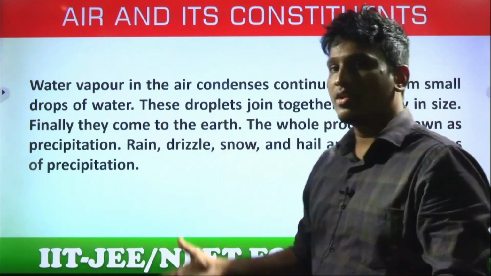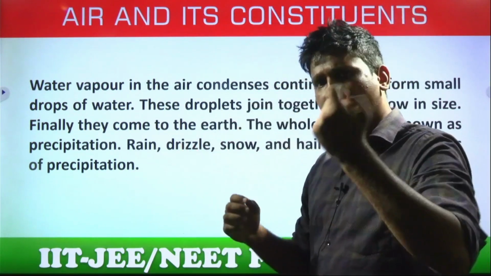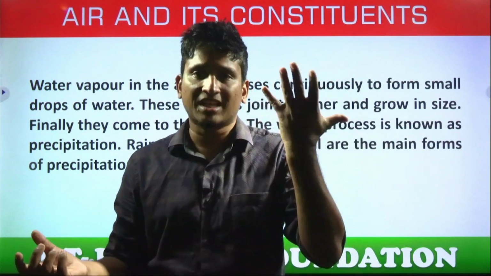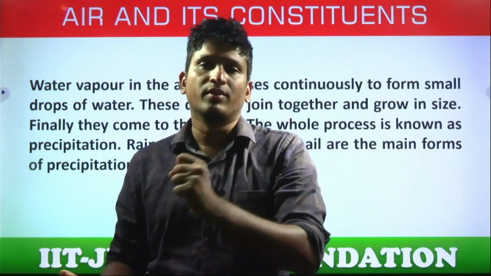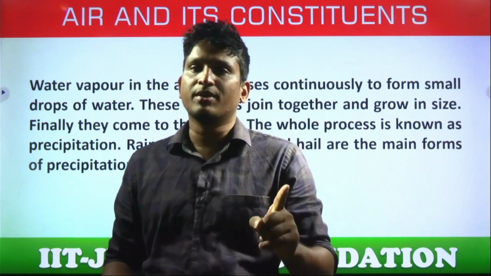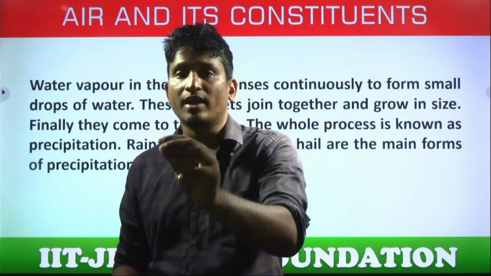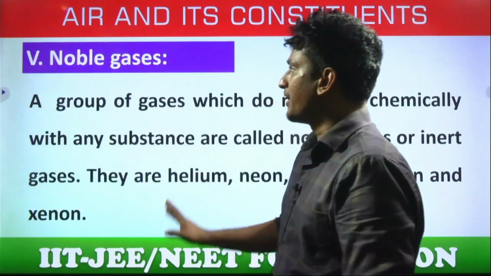Not only rain, sometimes small droplets, drizzle, snow or hailstones also, depending upon the climate conditions at that moment. We can get that, ultimately coming from where? From the water vapor only. What is water vapor? The gaseous form of H2O, right?